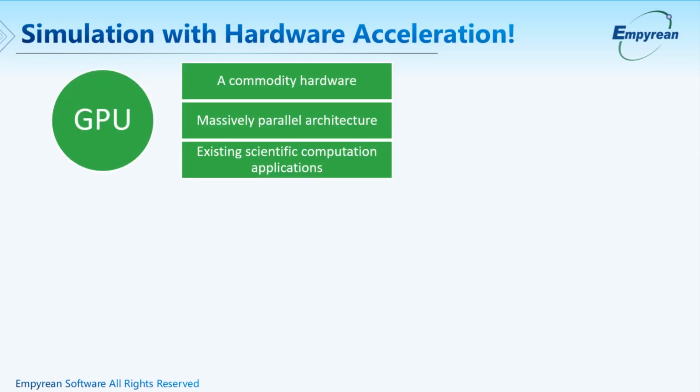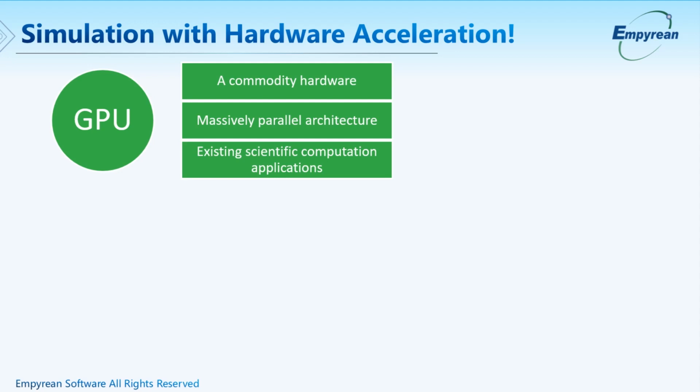So we're using GPU for hardware acceleration. The reason is first, GPU is a commodity hardware, and there are very stable providers of GPU in the market for past decades, and you can buy it for a reasonable price, unlike an FPGA or an ASIC. And also GPU itself has a massively parallel architecture, which is one of the key parts for hardware acceleration. And the most important thing is there are already many existing scientific applications that use GPU for hardware acceleration, like AI and machine learning data training, or video audio processing or conversion.